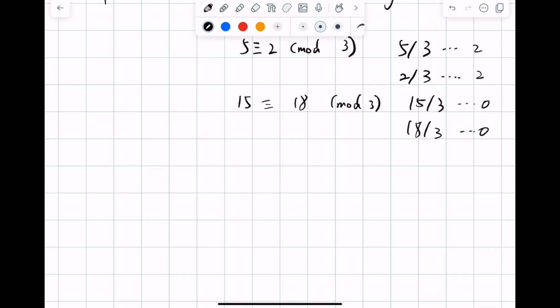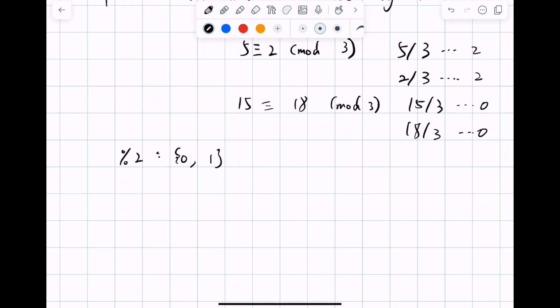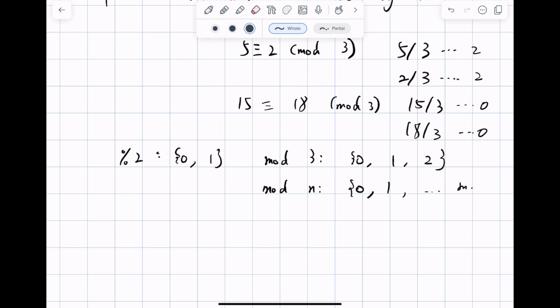And if you learn computer programming, you probably dealt with mod 2 before. We use mod 2 to decide whether a number is even or odd. In mod 2, you usually have two values, 0 and 1. In mod 3, you have three values, 0, 1, and 2, right? And if you consider mod n, the possible values are 0, 1, and so on until n minus 1.